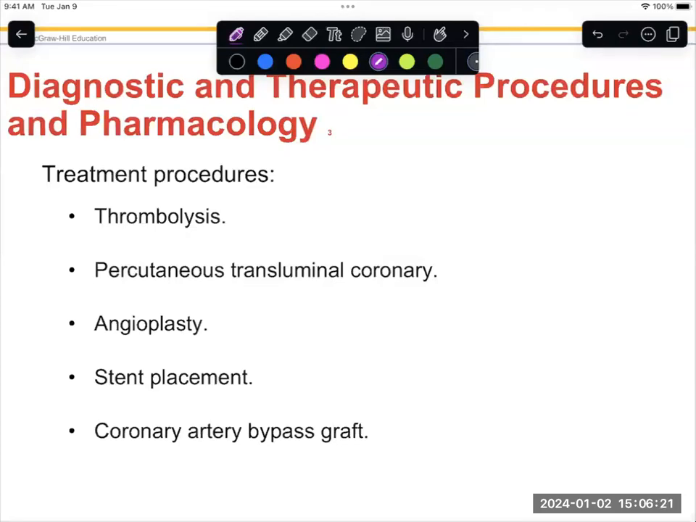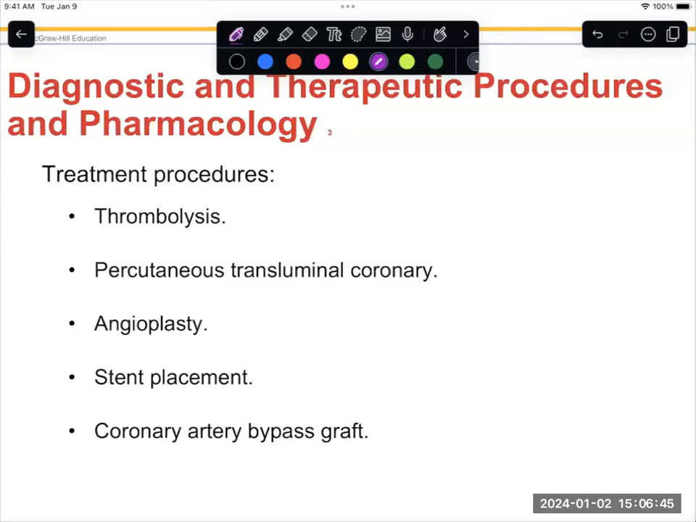Percutaneous transluminal coronary angioplasty. This is a procedure where a balloon is used to open a plaque-filled vessel by compressing the plaque against the wall of that vessel and restoring normal blood flow again.